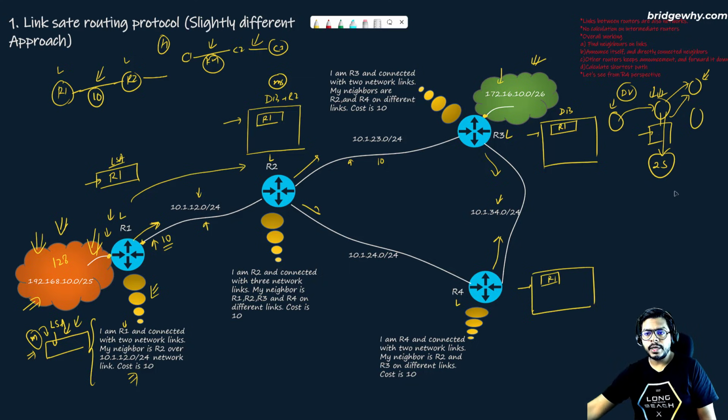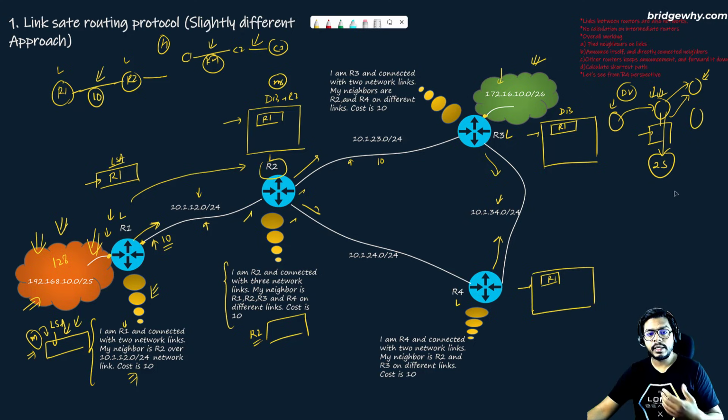Okay. So now let's talk about the database which we have created till yet. Now let's think from the perspective of R2, what is going to happen there, right? R2 has three links connected, this one, this one, and this one. And exactly this is what it is saying: I am R2, I am going to create an LSA now, which is for me, and it is saying I am connected with three network links, which you can see, right? It is connected to three different networks over these links, right?